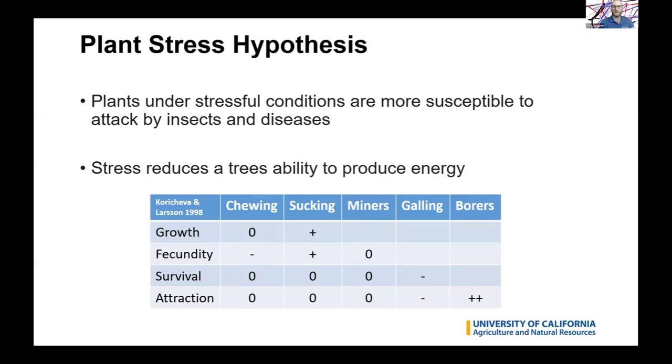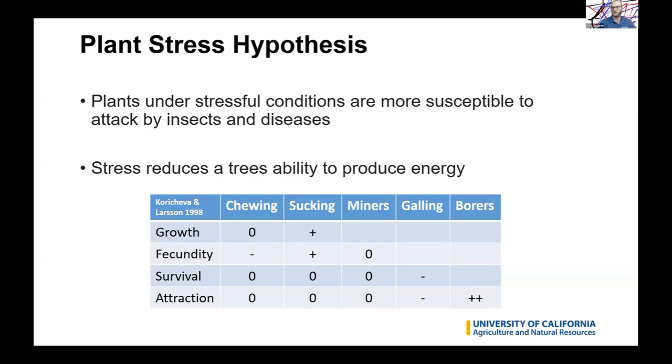So what this brings us all back to is this plant stress hypothesis, where plants under stressful conditions are more susceptible to attacks by insects and diseases. So we know drought causes stress on every aspect of a plant's life, and this reduces a tree's ability to produce energy. So it can't photosynthesize, it can't get the nutrients that it needs. And so the plants can't respond to any attacks from these insects or other organisms.